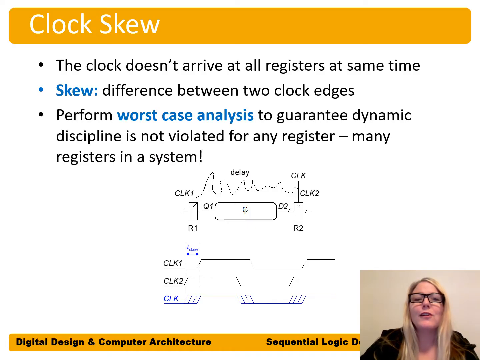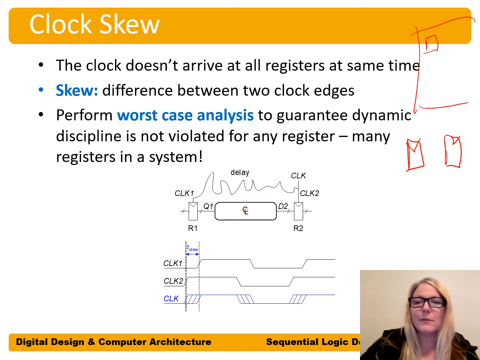So it turns out that our clock actually doesn't arrive at all registers at the same time. And that is because, well, it's physically impossible, right? We have a few registers and they're separated in space. And in fact, if you have a big chip, there may be registers that are clear up here and registers that are clear down here.